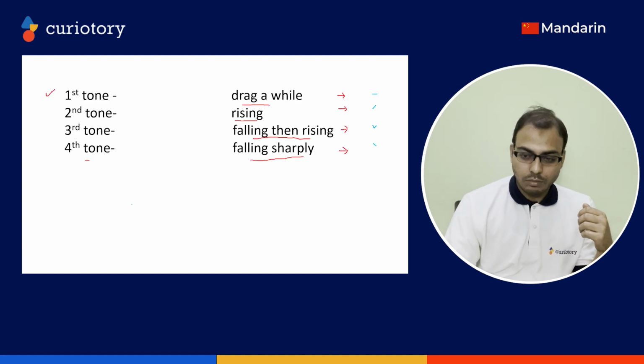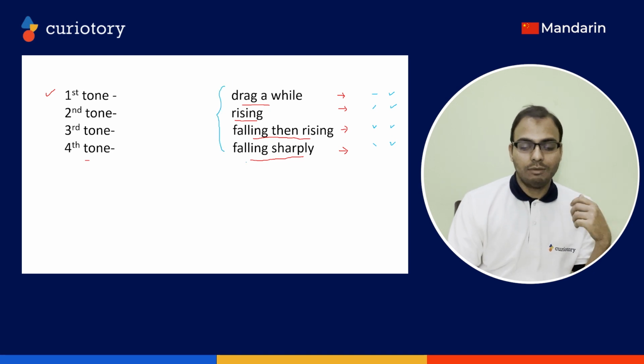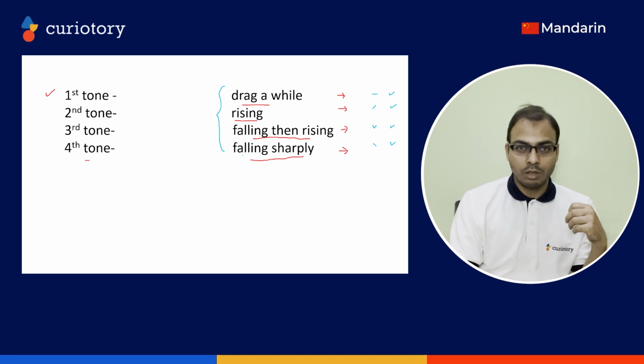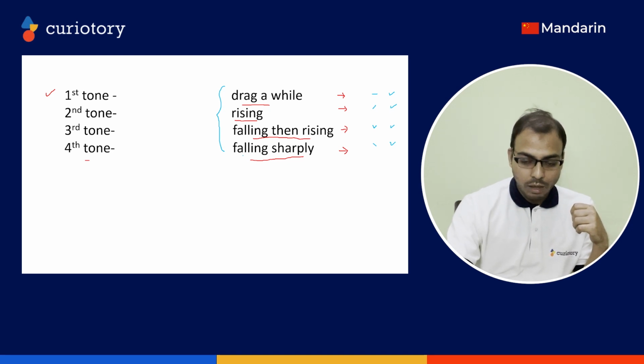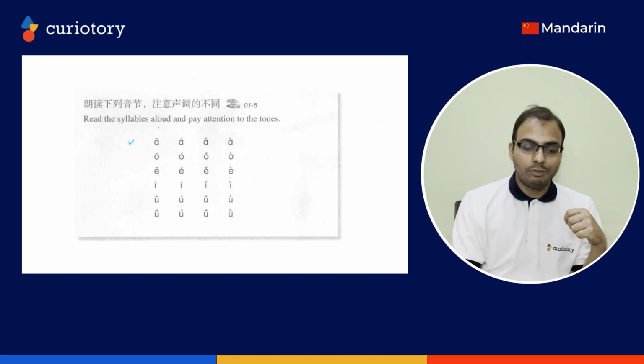Okay, and what are the different tone marks? For the first tone, this one, second tone, this one, third tone, this one, fourth tone, this one. These are the four rules: drag a while, rising, falling then rising, falling sharply for the four tones. Now there were some exercises for some finals, how to speak them in the four tones.